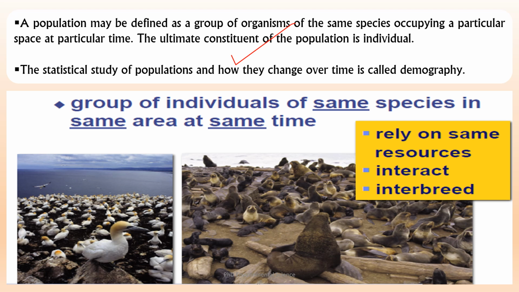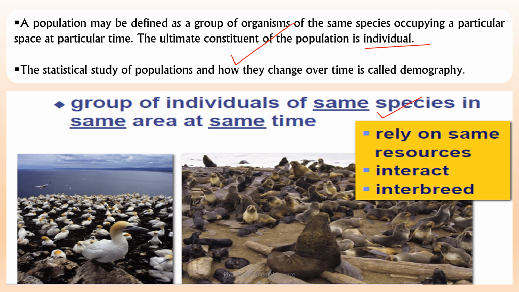Now, this definition highlights two important aspects, that is, same species. Members of a population belong to the same species, sharing similar genetic characteristics, behaviors, and ecological requirements. Then, geographical and temporal boundaries. Populations are typically defined by their spatial boundaries, that is, the specific area they inhabit, and temporal boundaries, the time period during which they were observed.